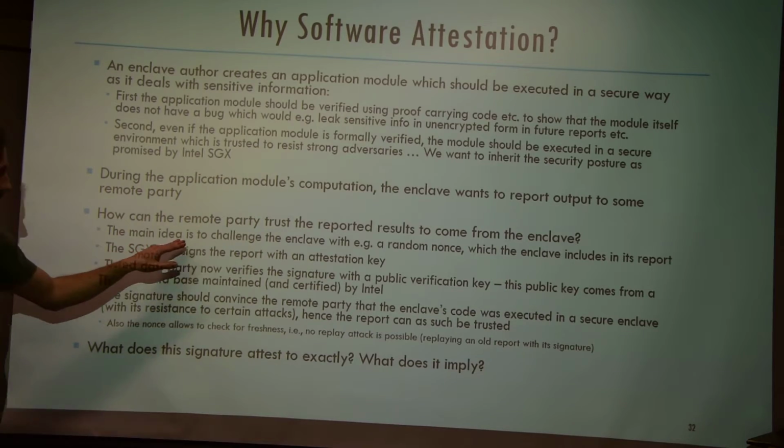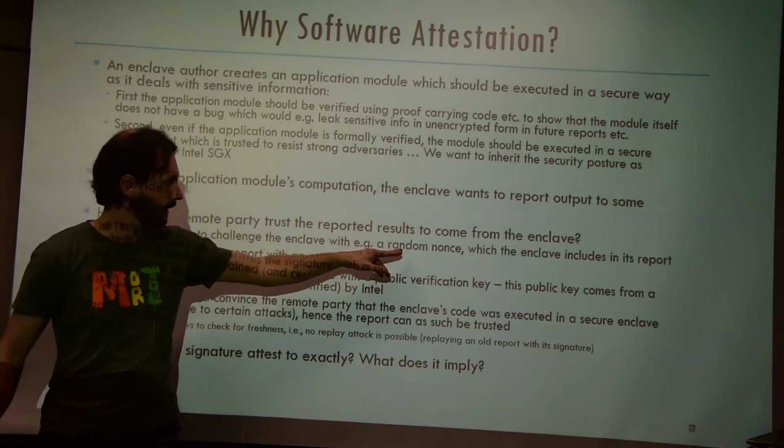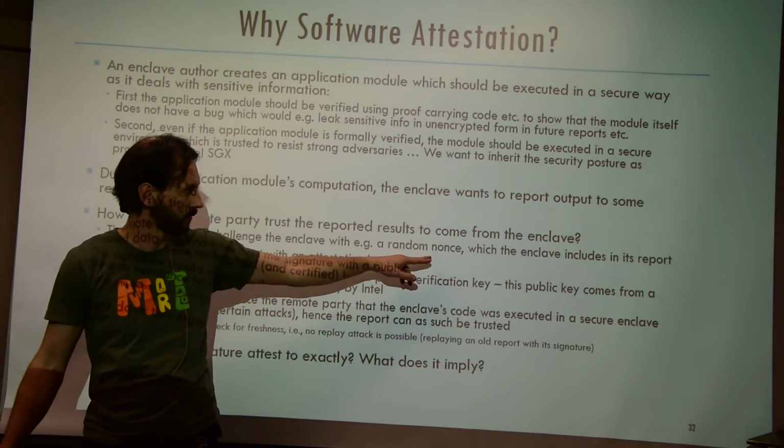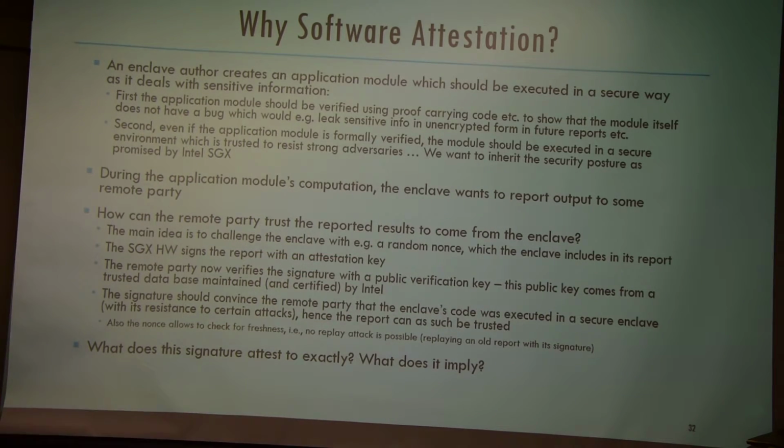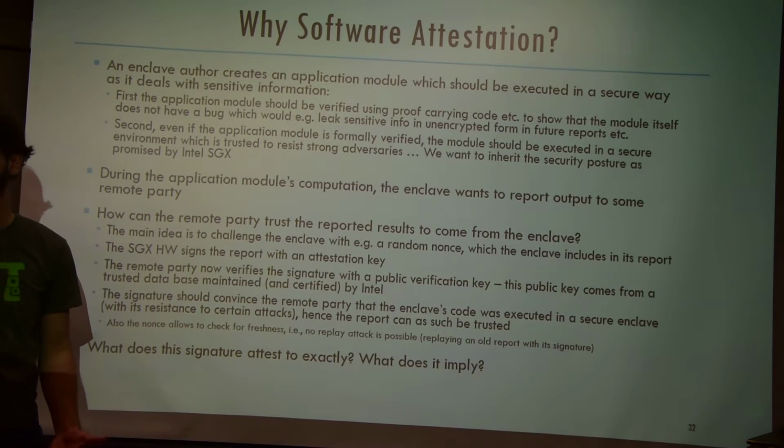So the main idea is to challenge the enclave first with the random nonce. I did it on the whiteboard also, which the enclave includes in its report. Because if you now check the nonce, right, in our example, you know it's fresh. So that's important.